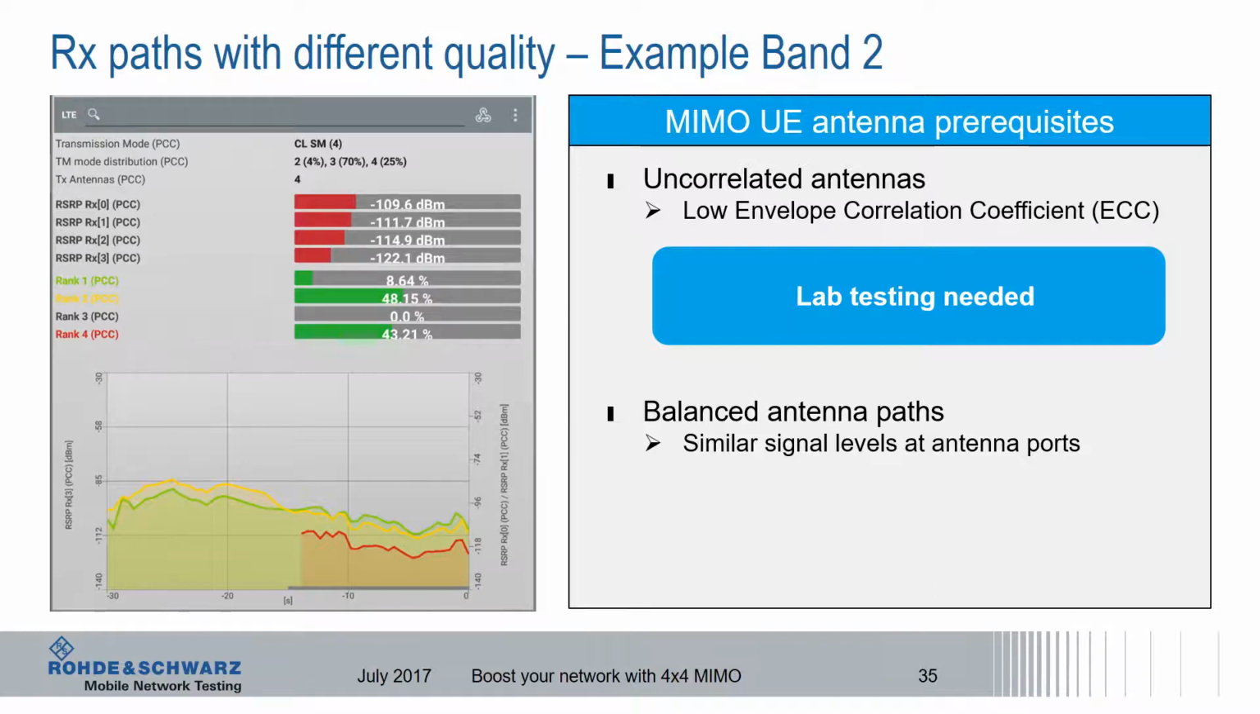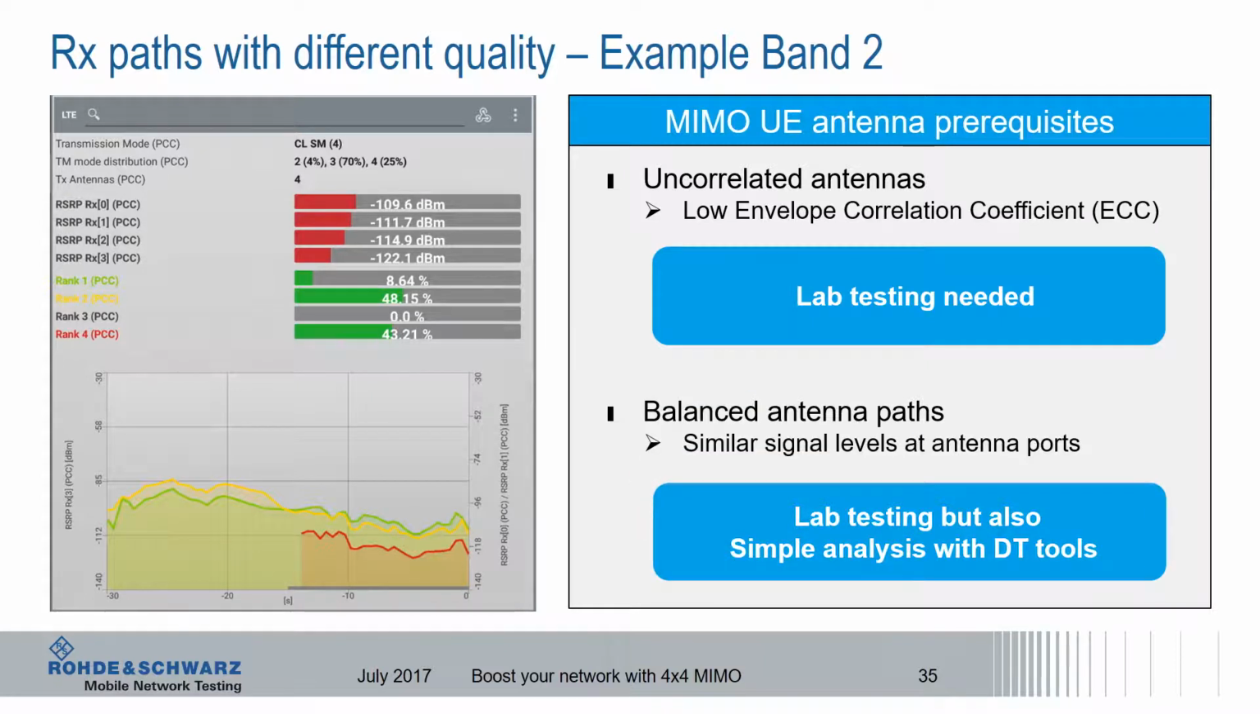The uncorrelated antennas, the ECC, is definitely something you have to test in the lab. But to investigate the balanced antenna paths, of course you can do it in the lab, and there are test houses doing this, measuring TRP, TIS, also using test equipment like the CMW, the communication mobile tester. But what is really attractive here is you can do this kind of measurement really with our tools. Using a smartphone, you have all needed measurements and you simply have to analyze them.